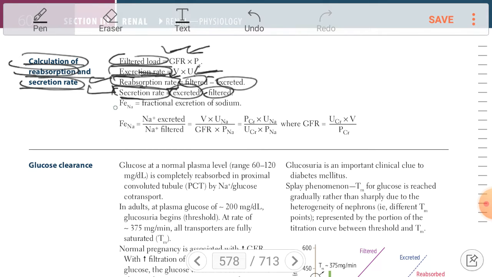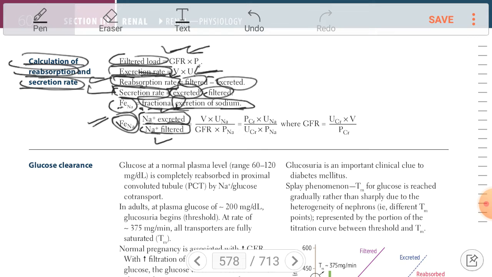Then we have FE sodium. F means fractional, E means excretion, of sodium. So FE sodium means the fractional excretion of sodium. How do we calculate the fractional excretion of sodium? It is sodium excretion divided by sodium filtration.